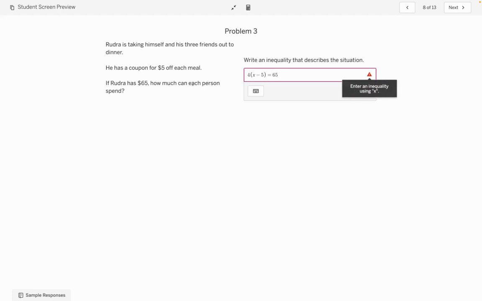But again, this is an inequality, so we don't want equals. Instead, we want to say, well, what can happen? Well, 65 is the limit. That's the most that it could be, meaning that this has to be less than or equal to 65. The money spent on the meal has to be less than or equal to 65. We can spend 65, we can spend below 65, but we can't spend more than 65. Submit, and we get thumbs up.